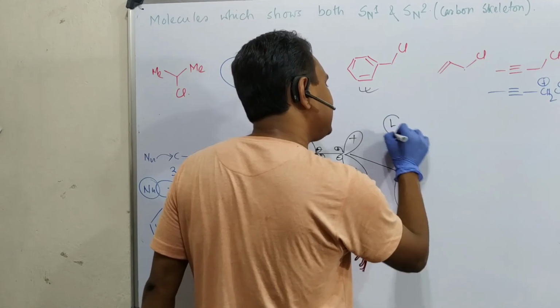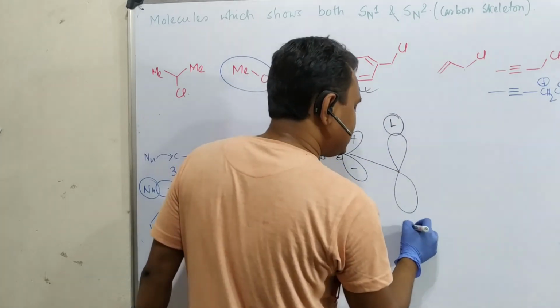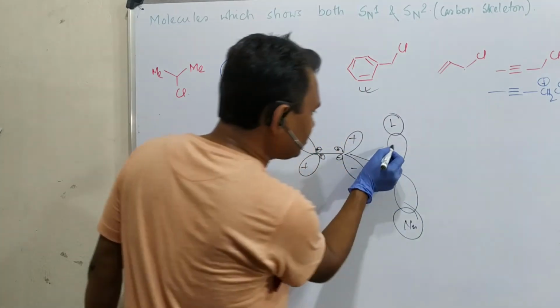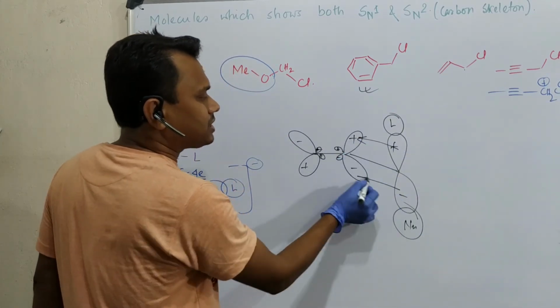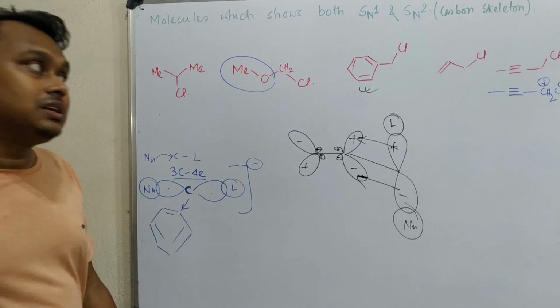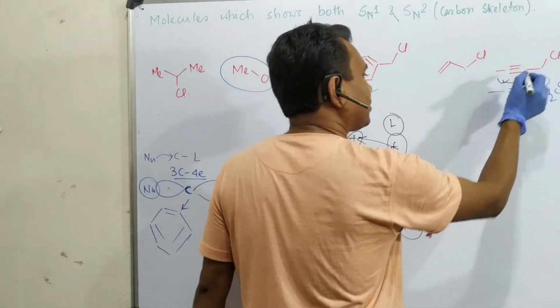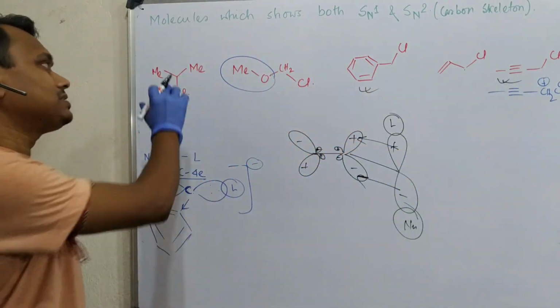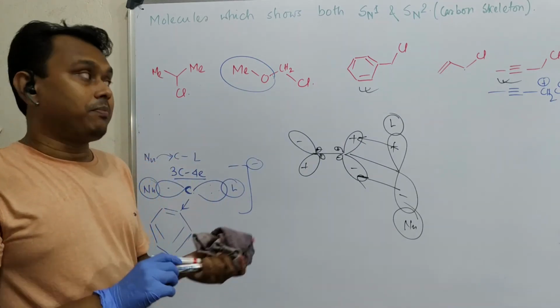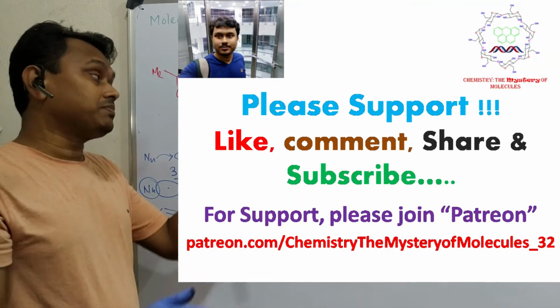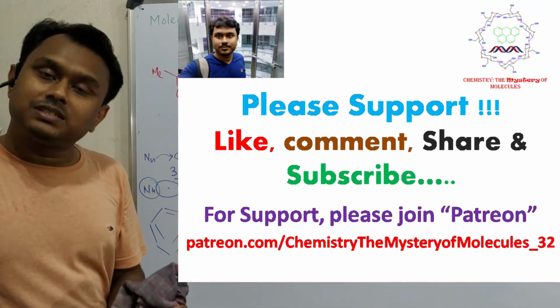One is the leaving group, and one is the nucleophile. So now this also has p orbital symmetry. In this way it can withdraw electrons, and the similar thing is true for the propargyl one also. So in this way all these substrates show both SN1 and SN2 efficiently. The purpose is to give you the concept, not the example. Okay, so this is the end of this discussion.